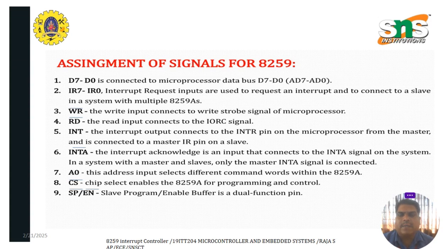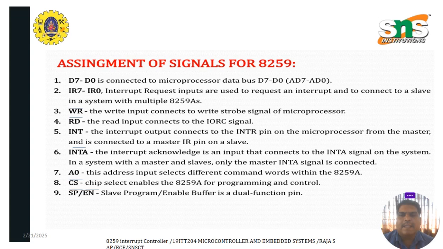D7 to D0 is connected to the microprocessor through the data bus D7 to D0. IR7 to IR0, the interrupt request inputs, are used to request an interrupt and to connect to a slave in a system with multiple 8259As. WR bar, the write input, connects to the write strobe signal of the microprocessor. RD bar, the read input, connects to the IORC signal. INT, the interrupt output, connects to the INTR pin on the microprocessor from the master and is connected to a master IR pin on a slave.